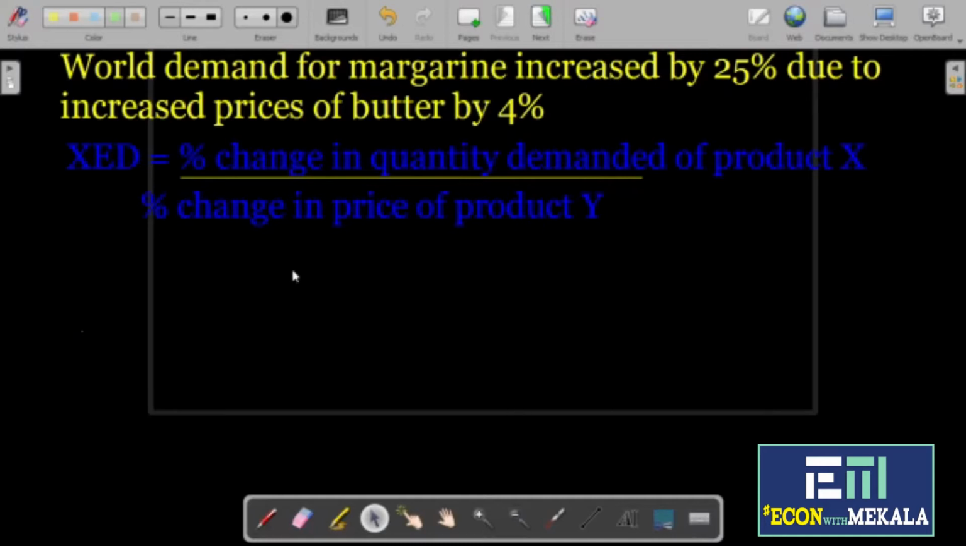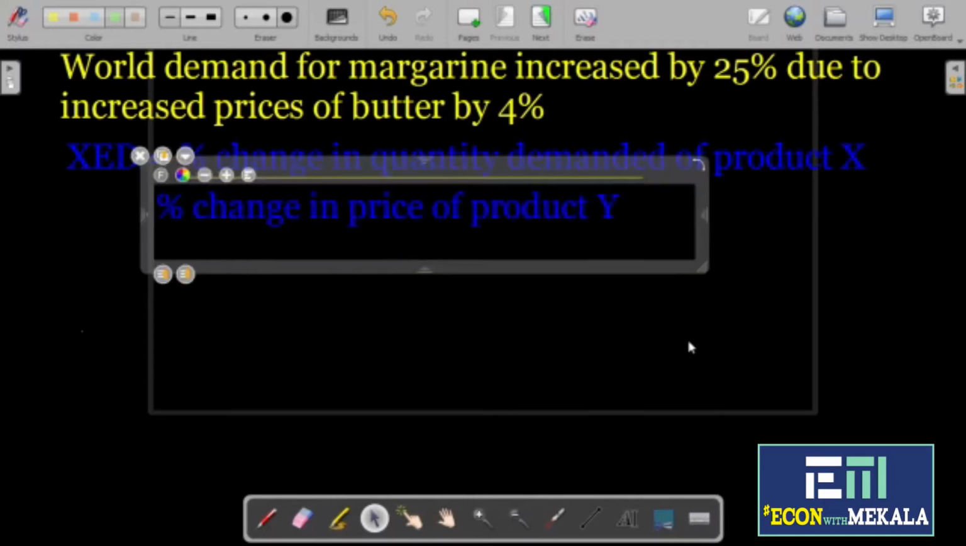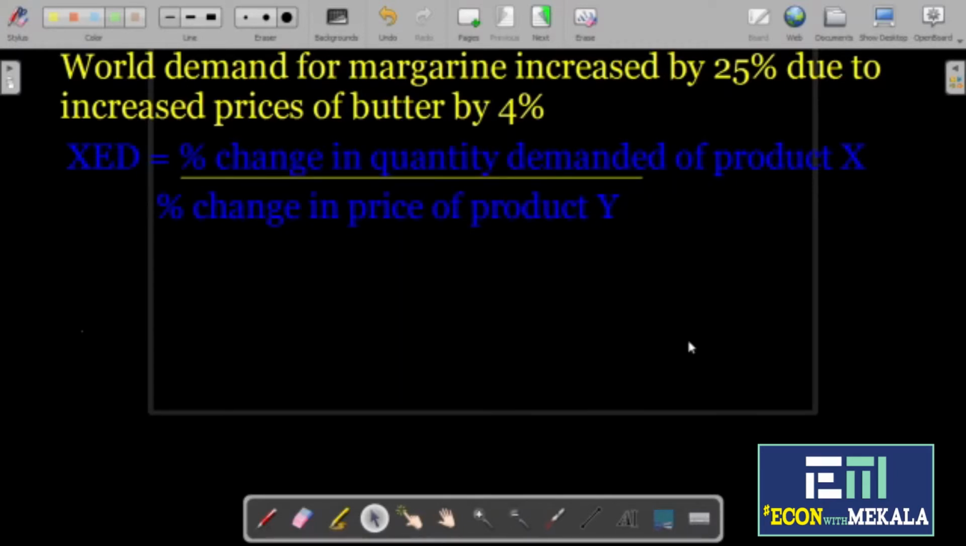If you take the cross elasticity of demand formula, XED in short form, we can write cross elasticity of demand as the percentage change in quantity demanded of product X divided by percentage change in price of product Y. Here you need to understand we are going to find out responsiveness in quantity demanded with regard to a change in price of a different product. So that is why here we have taken percentage change in demand of product X over percentage change in price of product Y.